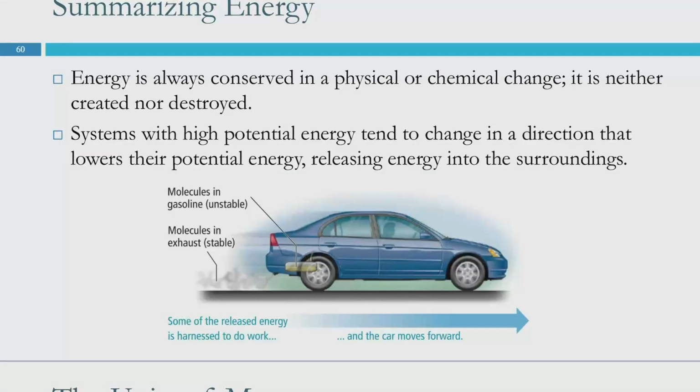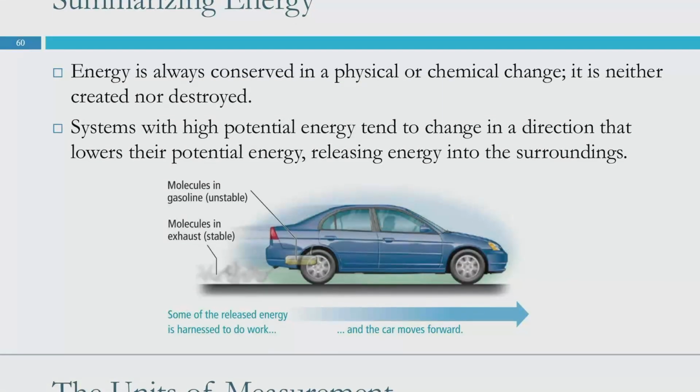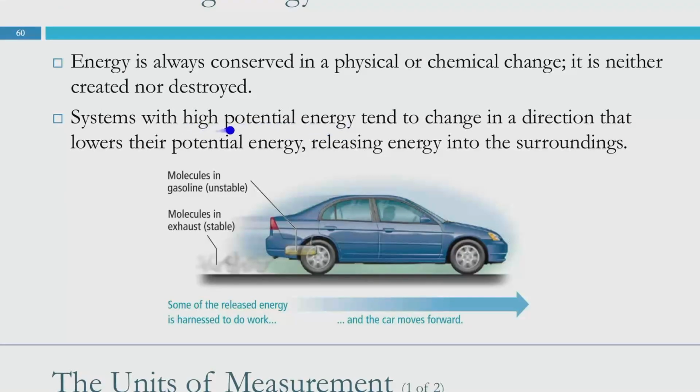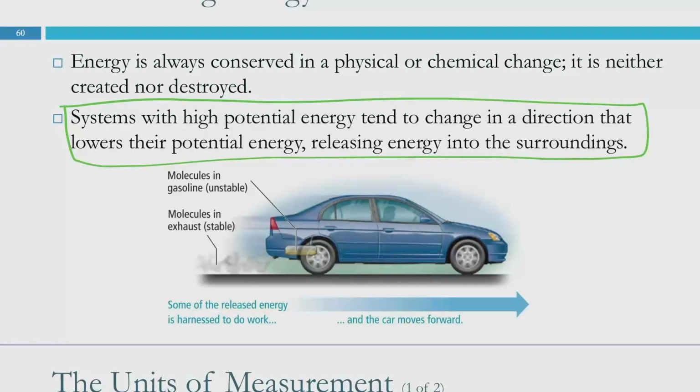So summary, energy is always conserved, maintained, same amount of energy in a physical or a chemical change. We don't create or destroy it. Systems with high potential energy tend to change in a way that lowers their potential energy, often releasing energy into the surroundings, like a rock rolling down a hill. We will talk a little bit more about high potential energy changing to low potential energy.